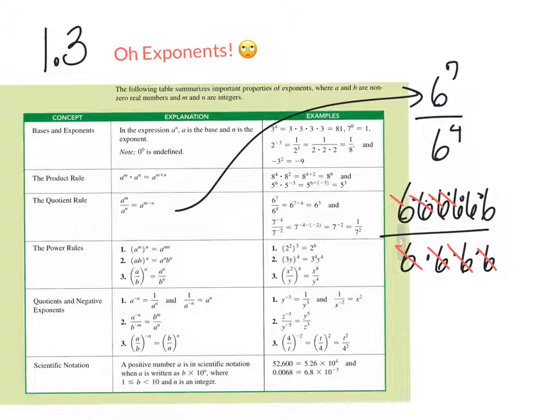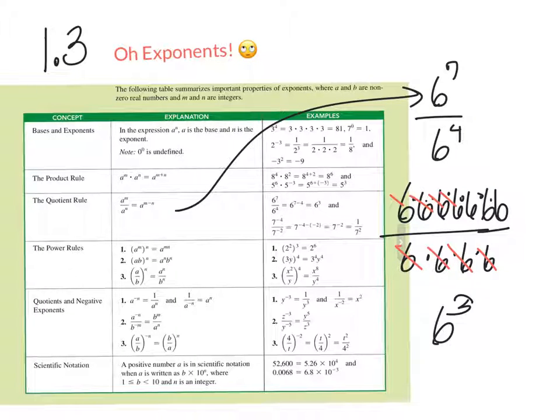And that leaves us, did I reduce correctly? Oh, maybe I didn't put 7 6's. Let's see, 1, 2, 3, 4, 5, 6. There we go, 7. Okay, 7 6's on the top multiplying, because that's what 6 to the 7th means. 4 6's on the bottom multiplying. And if we reduce, we end up with 6 to the 3rd power.